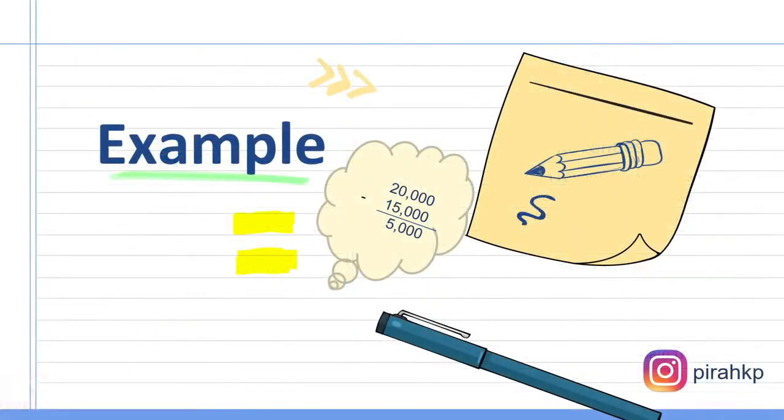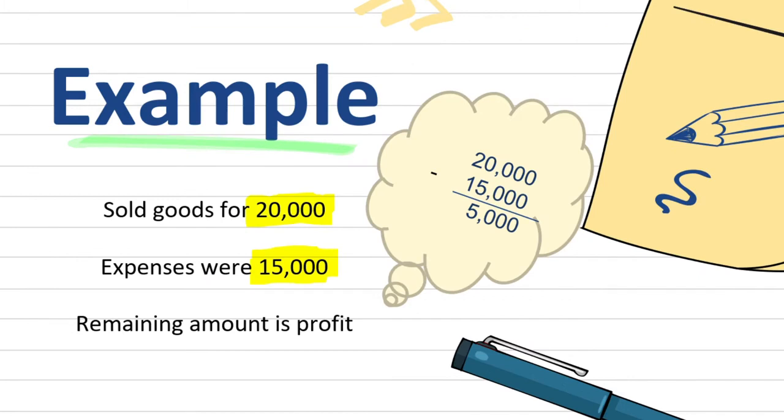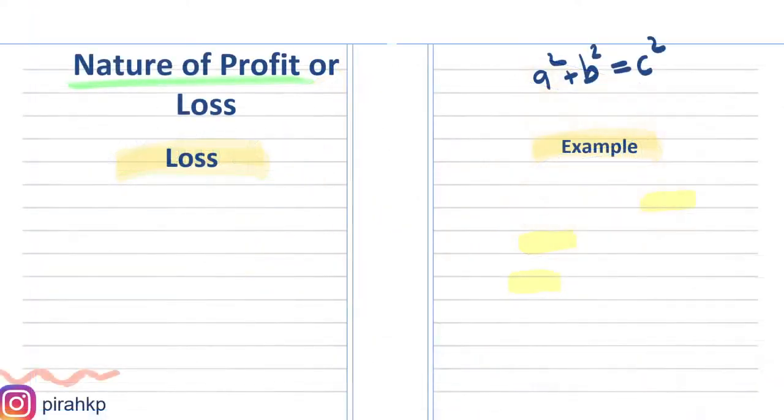Alright. Next, we are looking at a simple example. Over here, we have sold goods for 20,000, whereas our expenses that incurred in order to get that revenue are 15,000. Now, since the difference is positive 5,000, the remaining amount is our profit. Sold goods, that's our revenue. Expenses, 15,000. So the remaining amount is profit. Next, we are looking at loss.